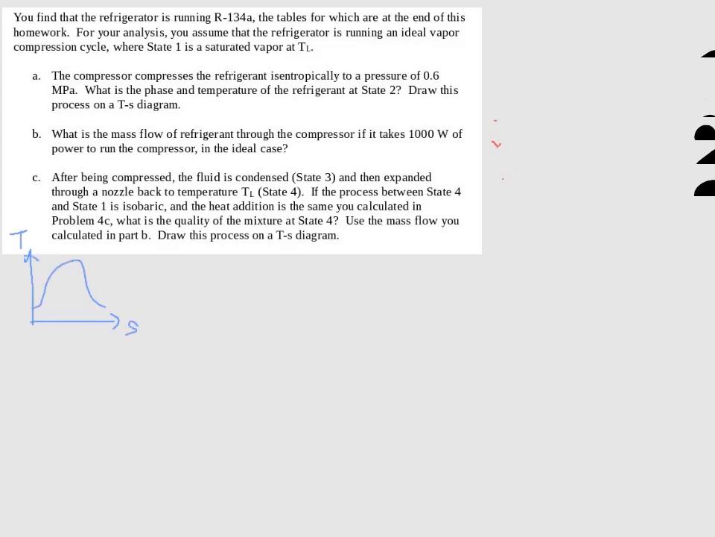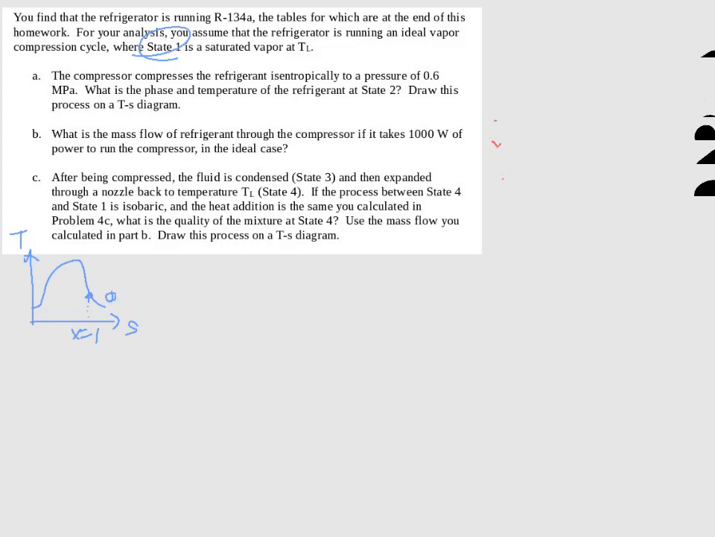we know that at state 1 it's a saturated vapor, so that's when the quality is equal to 1, so it's going to be somewhere here. Okay, so this is x equals 1 right here. So this is our state 1.